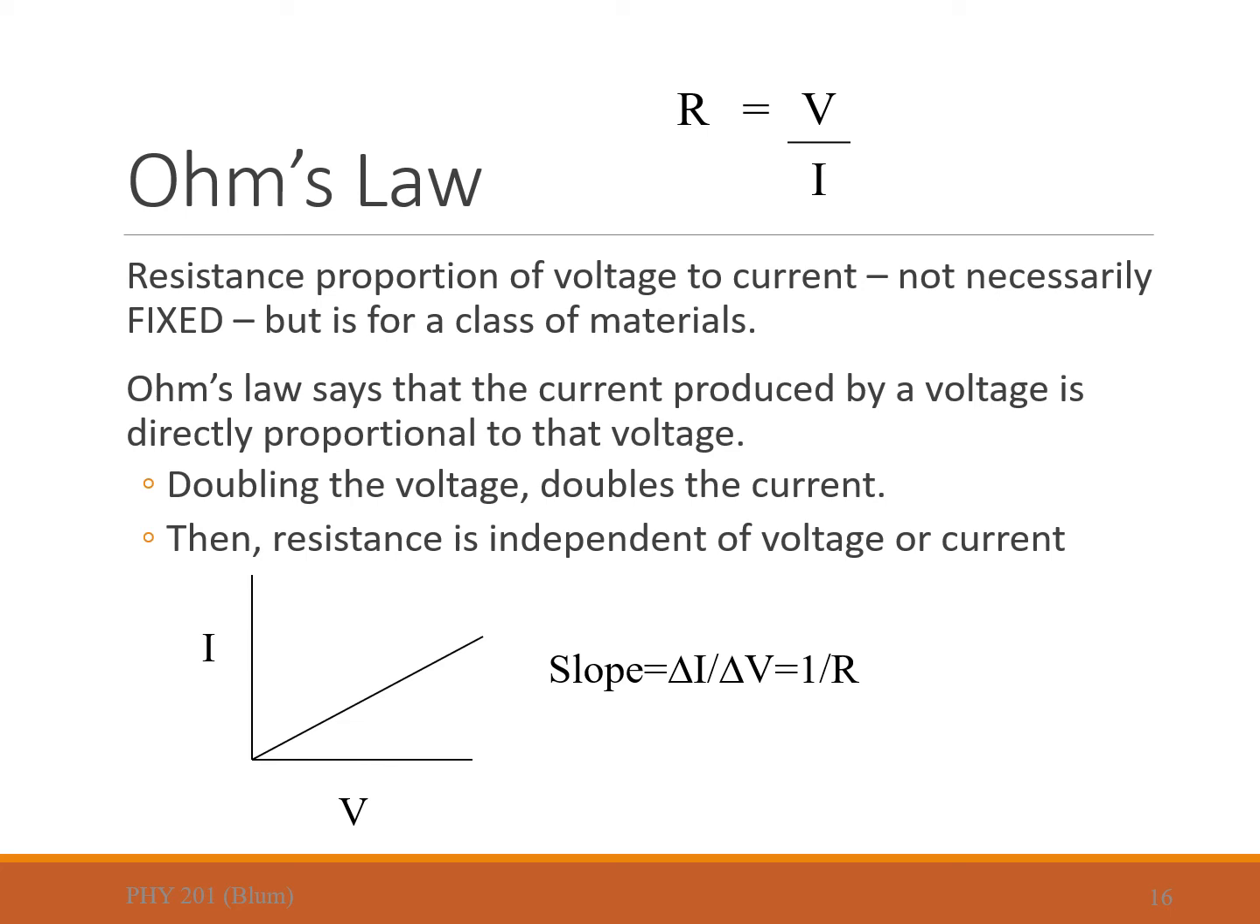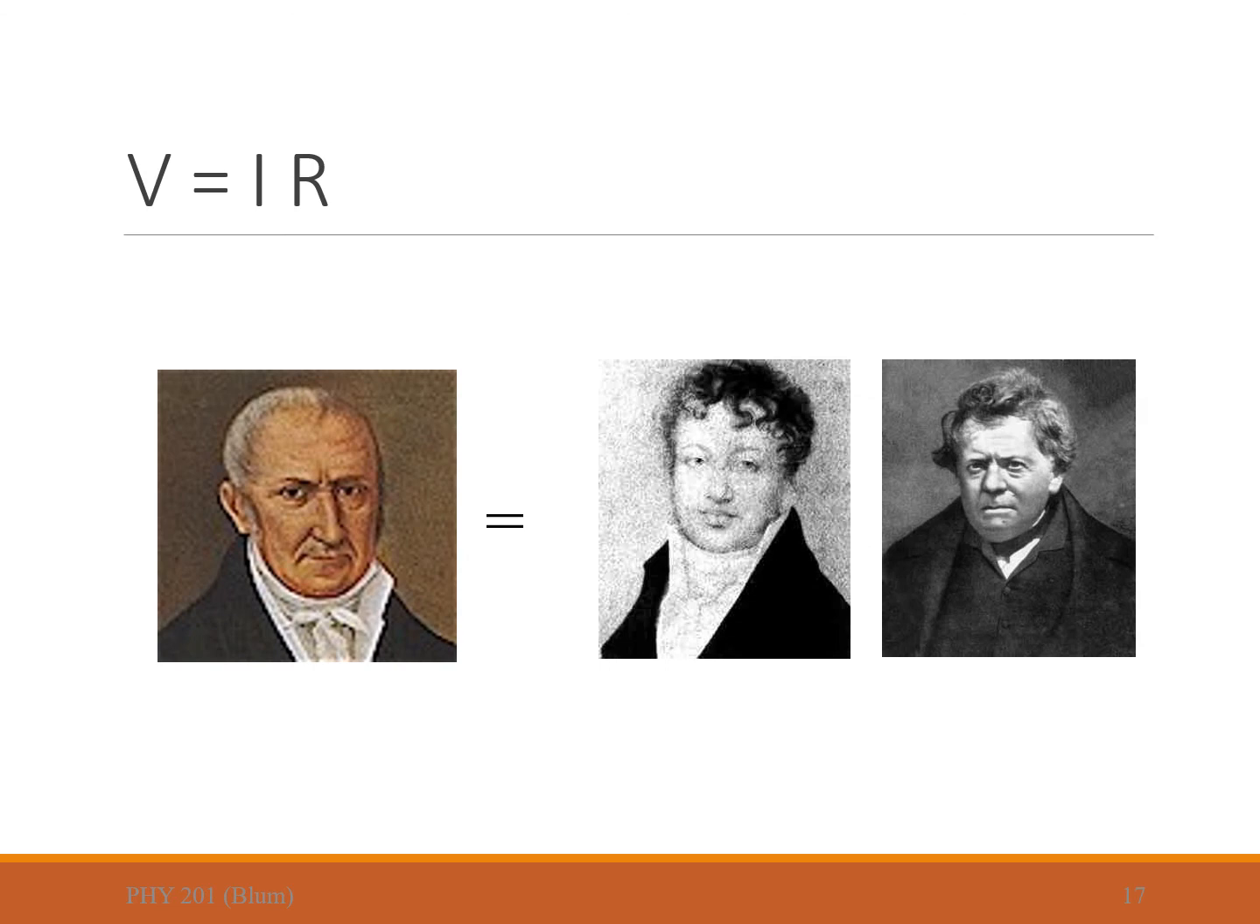So if we showed it in a graph where we were controlling the voltage and the current was proportional, then in the graph we would see a straight line. And the resistance would be related to the slope, and the slope would be constant no matter what the voltage would be. We keep seeing the same resistance. So this proportionality between voltage and current can be written as V equals IR, and this is known as Ohm's law.